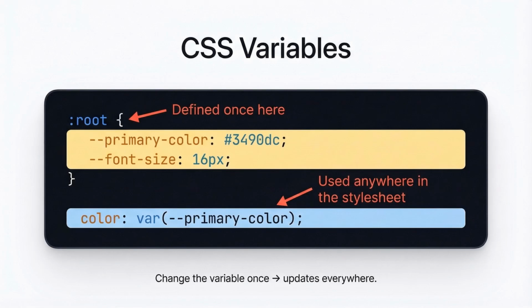The power of CSS variables is in their reusability. You define a variable, say your brand color, in one place at the root level. Then every time you need that color anywhere in your CSS, you just reference the variable. If you ever need to change the color, you update it in exactly one place, and it automatically updates everywhere it's used. That's clean, efficient code.